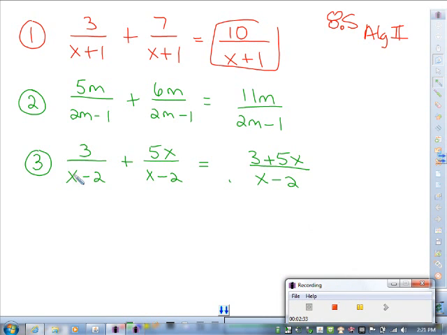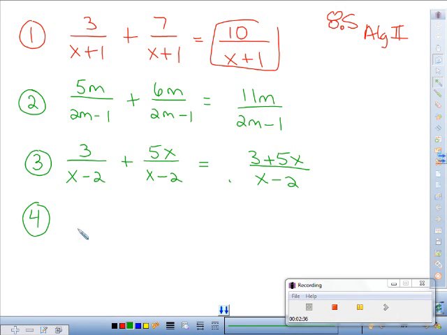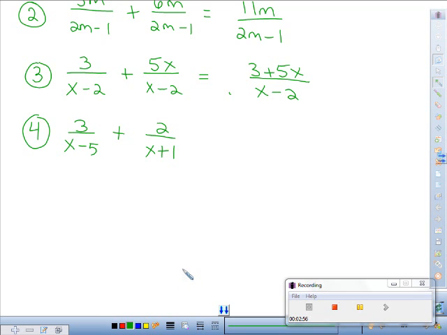Okay, so for this one, what's going to happen this time is I'm going to warn you they're not going to be like each other. So with that said, you notice this time they are not the same. Like the denominators are not the same.